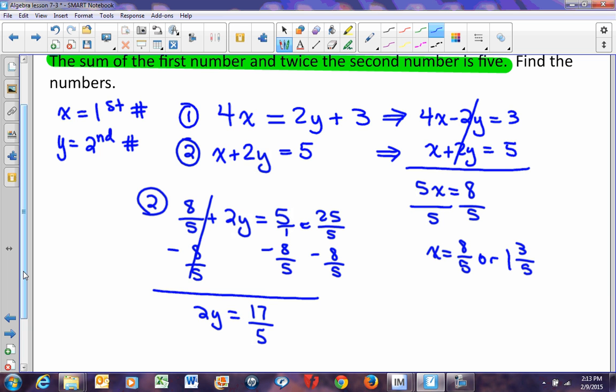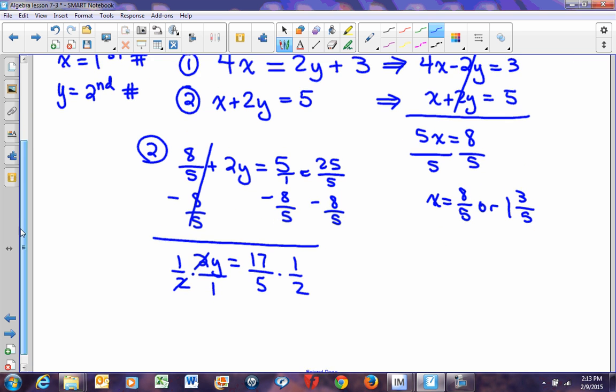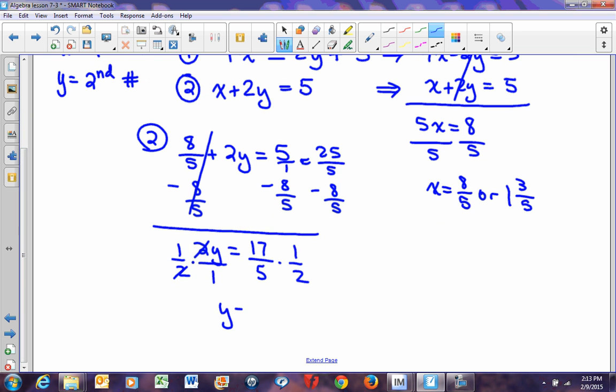I don't want 2y. I want y. So I have to divide by 2, or that's the same as multiplying by 1/2. So these will cancel out, leaving me with y equals 17/10. Since this is a word problem, I don't answer it in a coordinate pair. I answer it in a complete sentence.